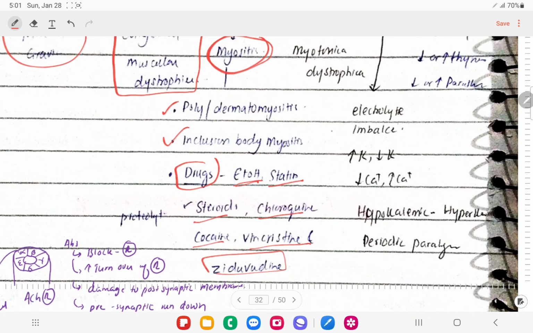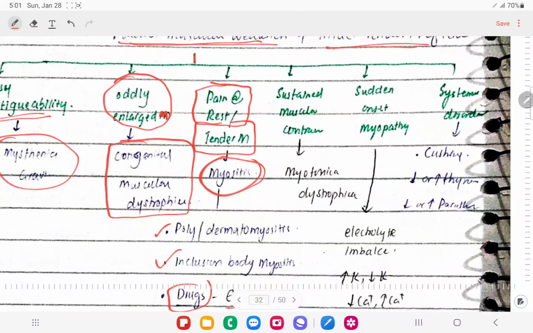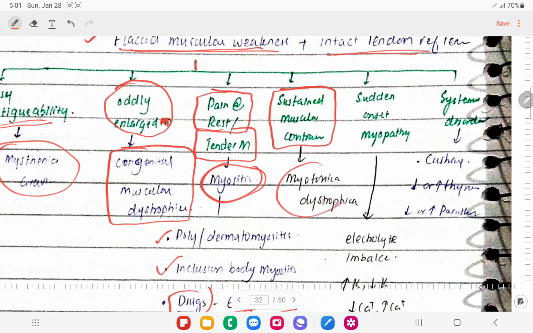These are the drugs which cause myositis by causing proteolysis, just like steroids. Steroids cause proteolysis, and that's how they cause muscular weakness. And if we check the reflexes, those will be intact. If the patient has muscular weakness, reflexes are intact, and there is sustained muscular contraction, we're going to think about a disease called myotonic dystrophy.